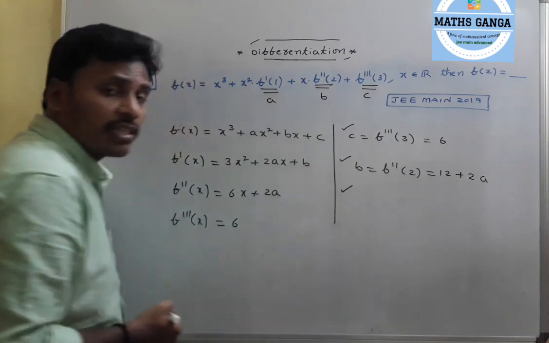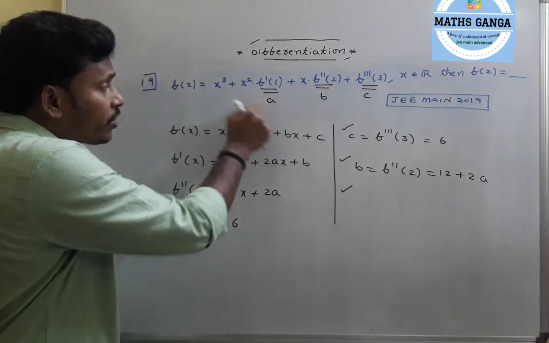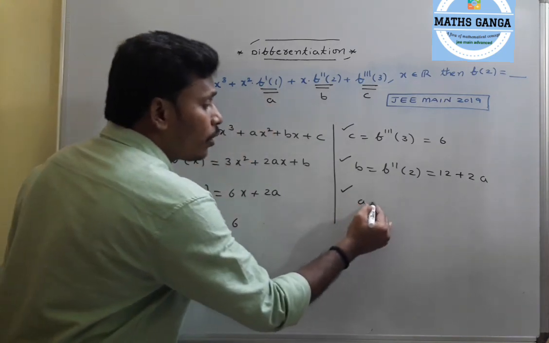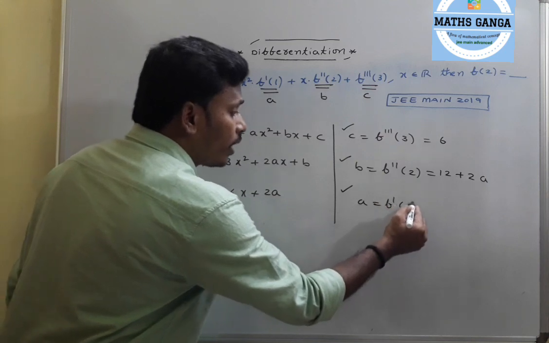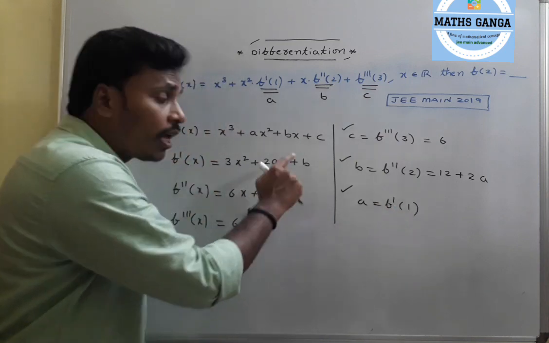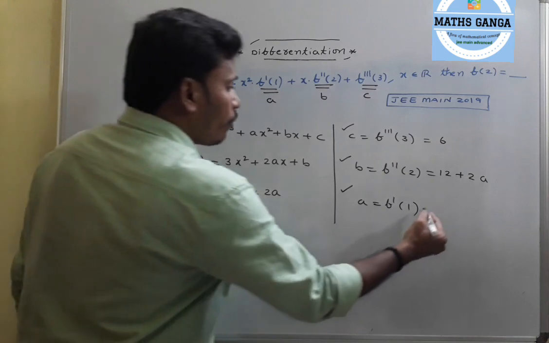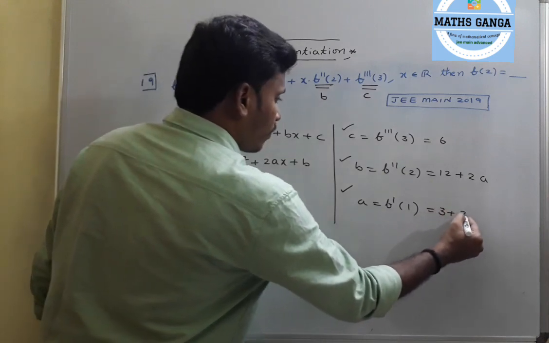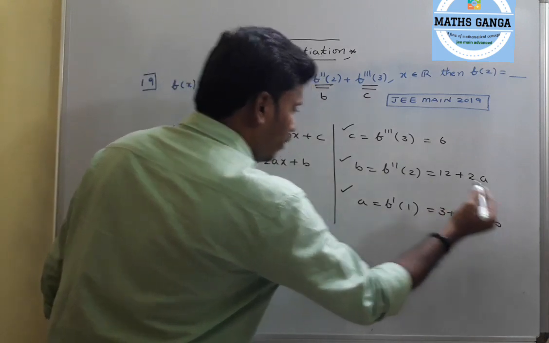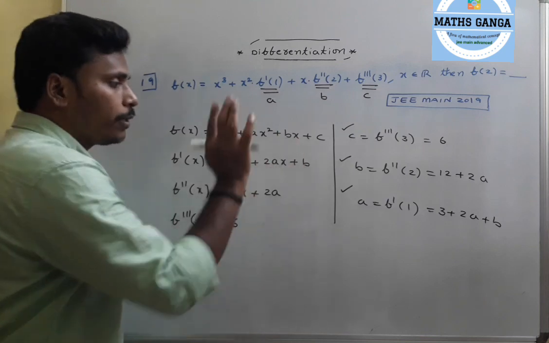And one more thing is here, f dash of 1 is a. So a is equal to f dash of 1. Since we have f dash of x here, replace x with 1 there. So we will get 3 plus 2a plus b.